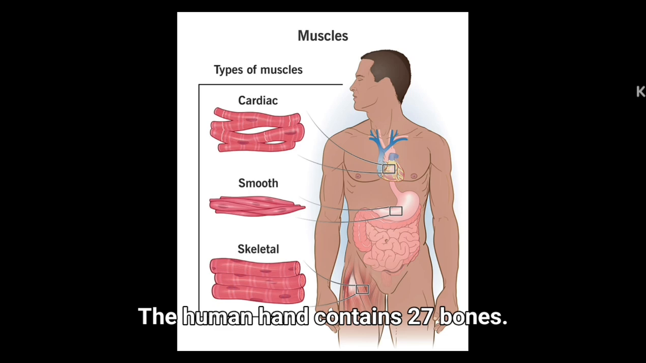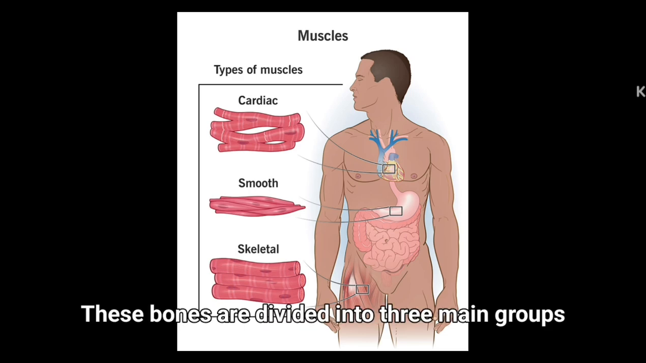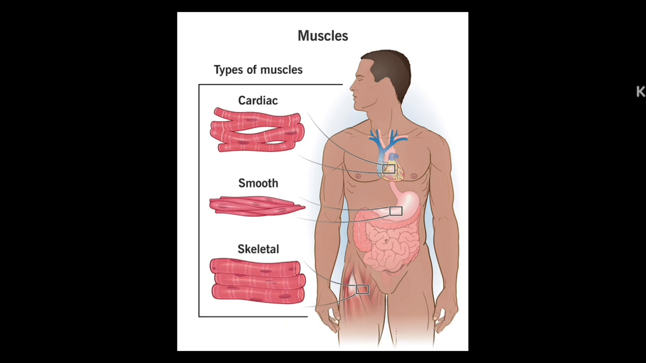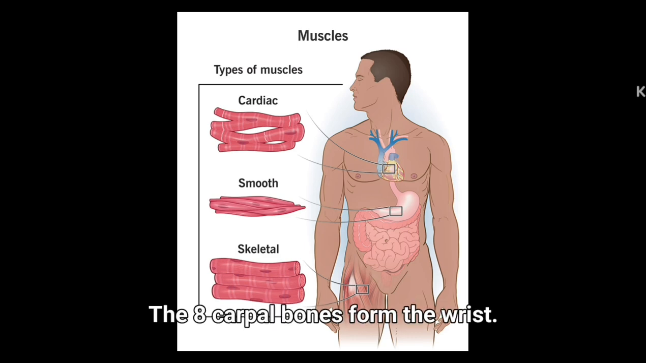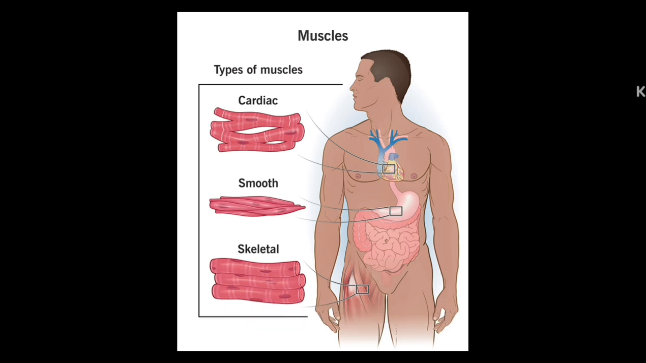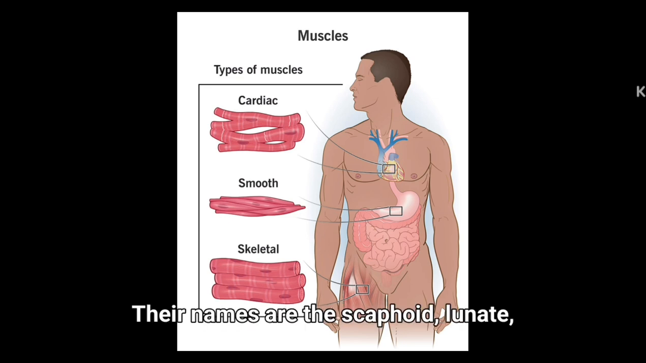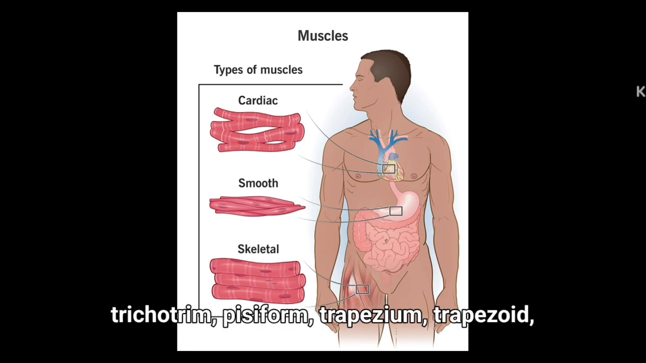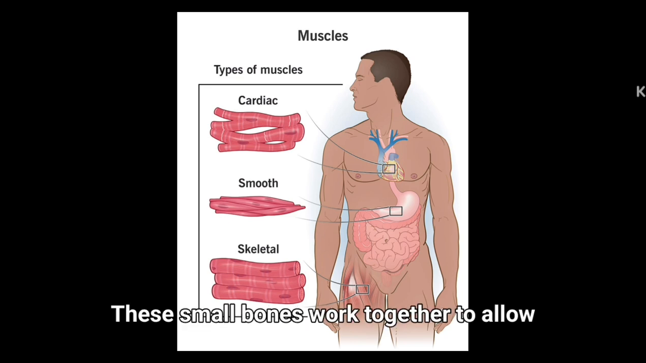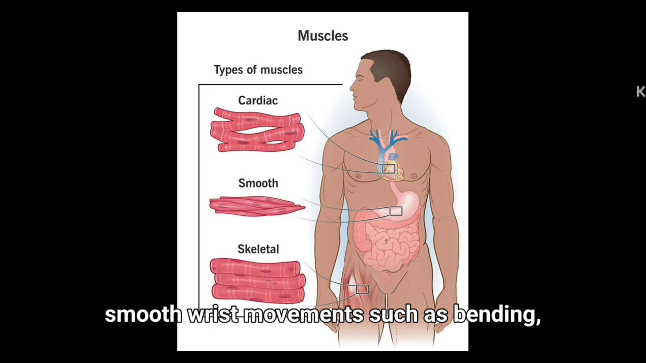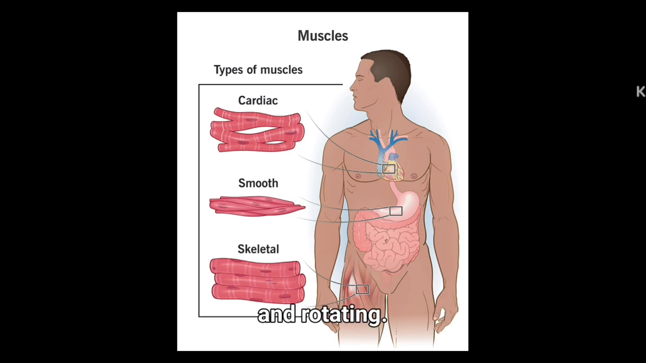The human hand contains 27 bones. These bones are divided into three main groups: the carpal bones, the metacarpal bones, and the phalanges. The 8 carpal bones form the wrist. They are arranged in 2 rows and provide flexibility and stability. Their names are the scaphoid, lunate, triquetrum, pisiform, trapezium, trapezoid, capitate, and hamate. These small bones work together to allow smooth wrist movements such as bending, extending, and rotating.